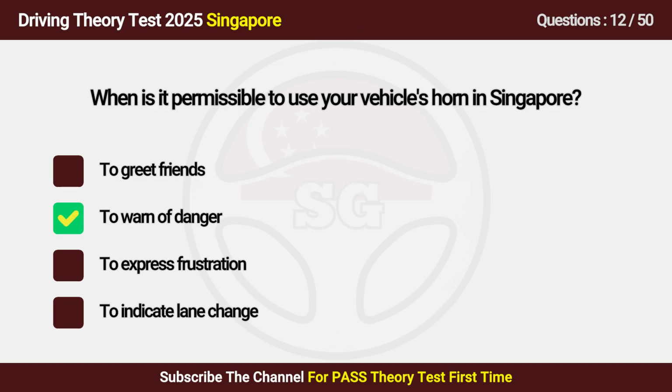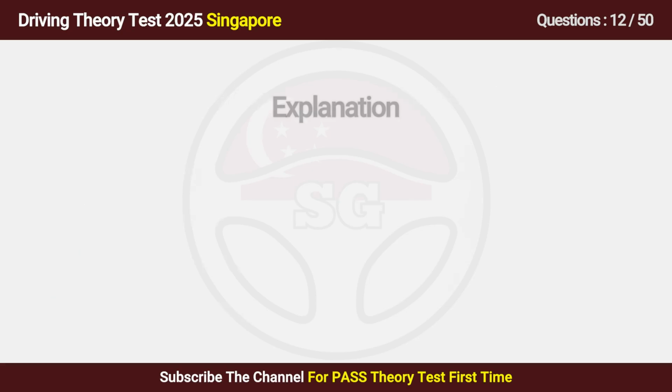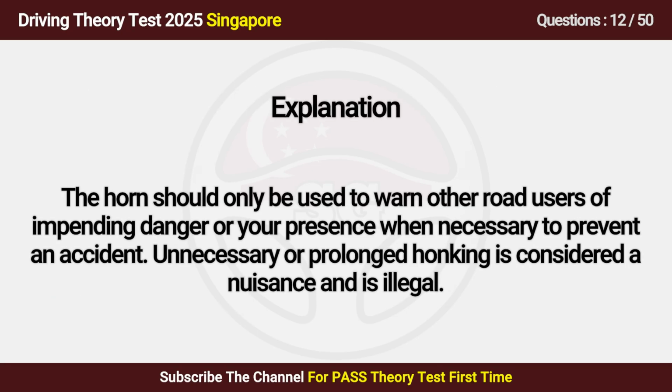Answer is B. To warn of danger. The horn should only be used to warn other road users of impending danger or your presence when necessary to prevent an accident. Unnecessary or prolonged honking is considered a nuisance and is illegal.